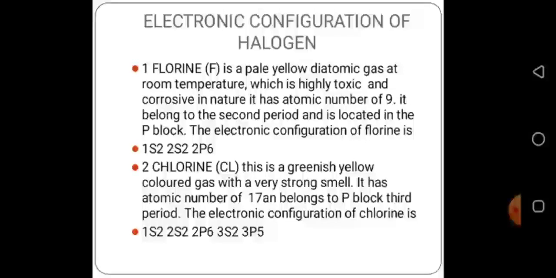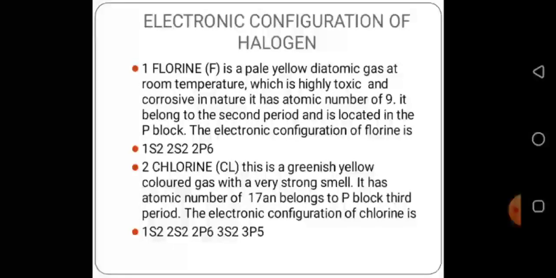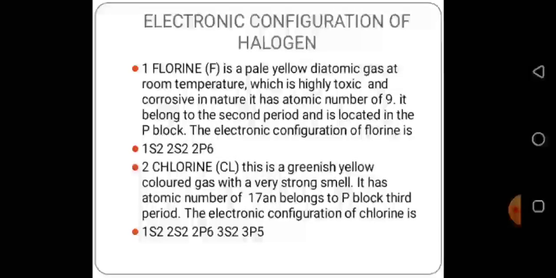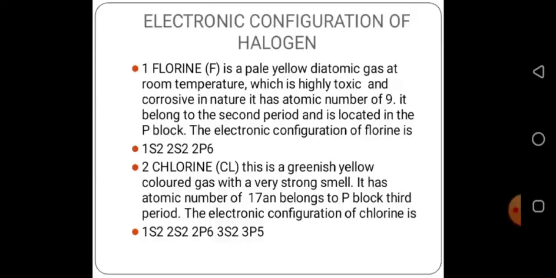P block, third period. The electronic configuration of chlorine is 1s2, 2s2, 2p6, 3s2, 3p5. So when we see chlorine, it has color. It's greenish yellow, and it is a gas with a very strong smell. It is also diatomic. What they mean here is chlorine exists in two of its form.